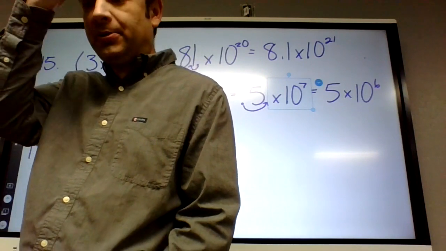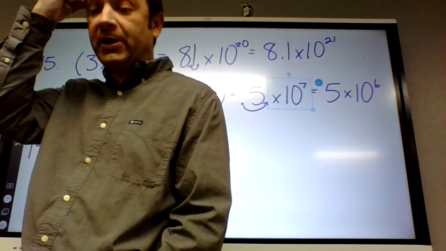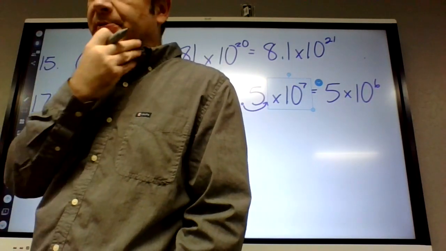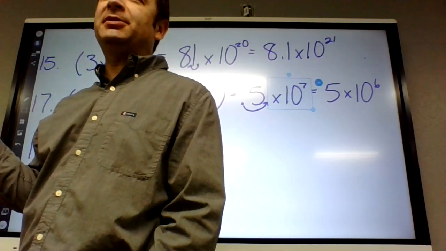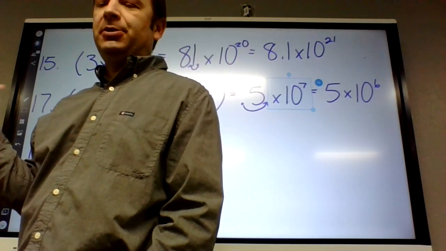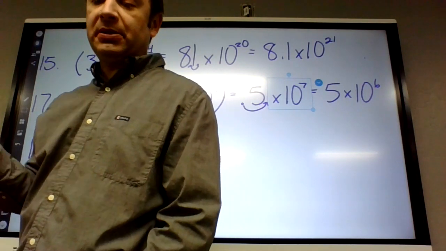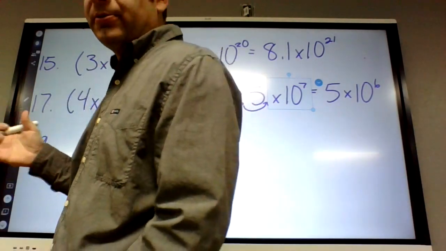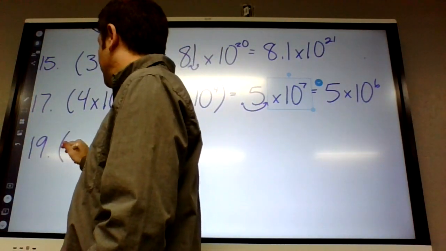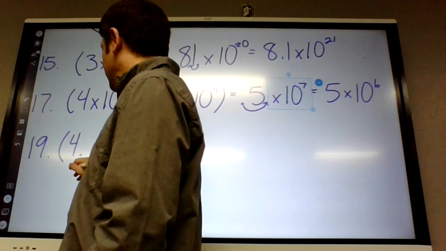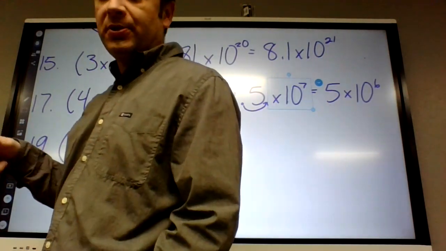Okay, 19 through 22 are very different. What's different about those four? Add and subtract. What are the rules with adding and subtracting in general? You can only add and subtract like terms. So we'll talk about it here in a second. I think 19 and 20 they made easy, and 21 and 22 are harder.